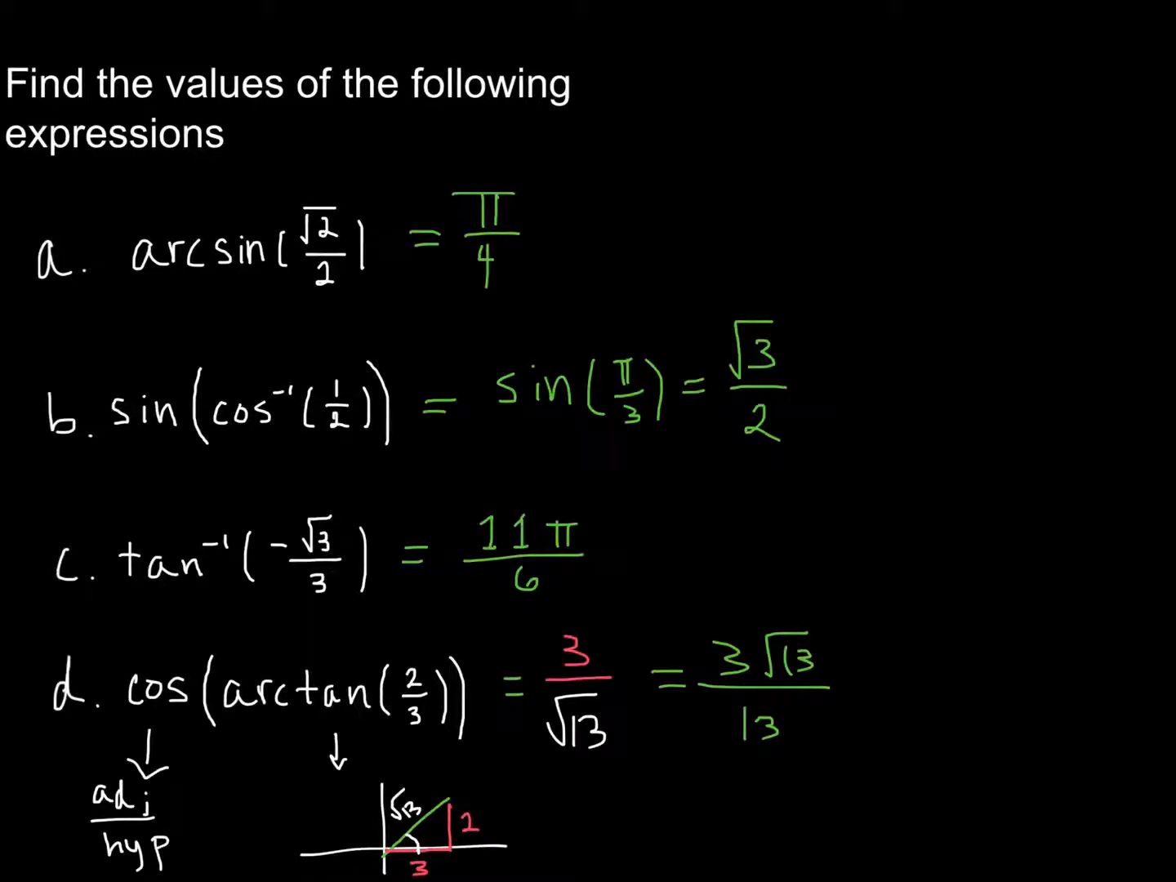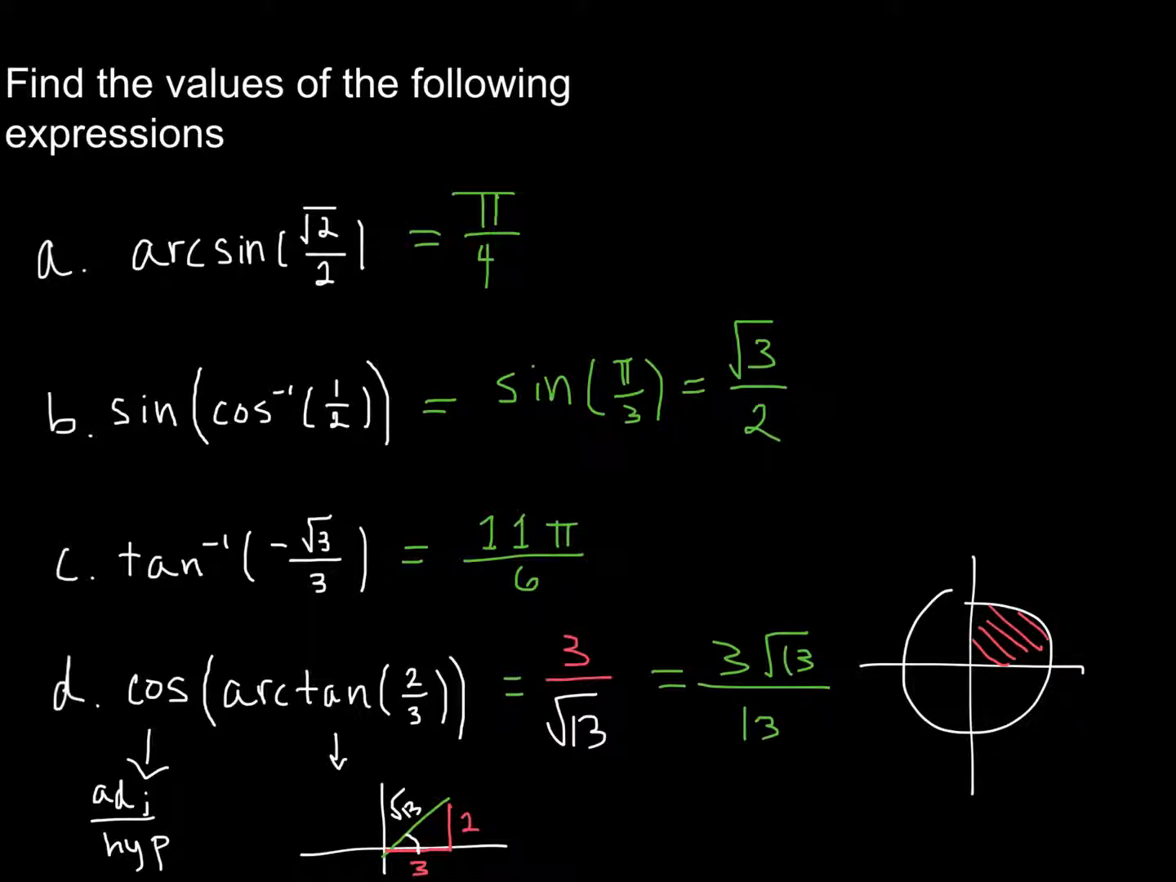Okay, most of these are pretty straightforward. The last one is a little tricky, and I want to talk about how you should think about this. So remember, we want to work inside first, so don't worry about cosine yet. Let's worry about how to find the arctan of 2 over 3, meaning, what is the angle whose tangent is 2 over 3? Now, if you look at your unit circle, and I'm just going to draw a circle here, we know that this angle is somewhere in the first quadrant, right? How do we know that? Because the tangent is positive, right?